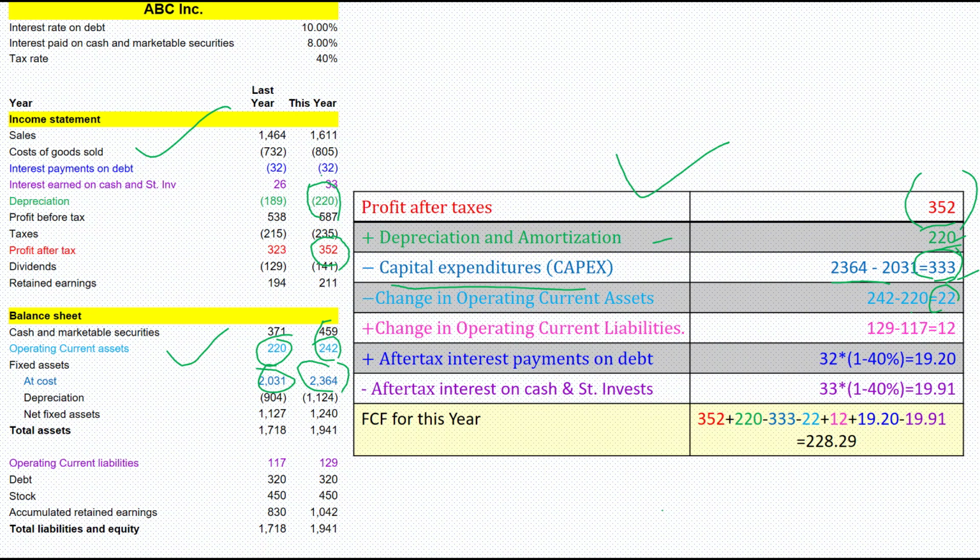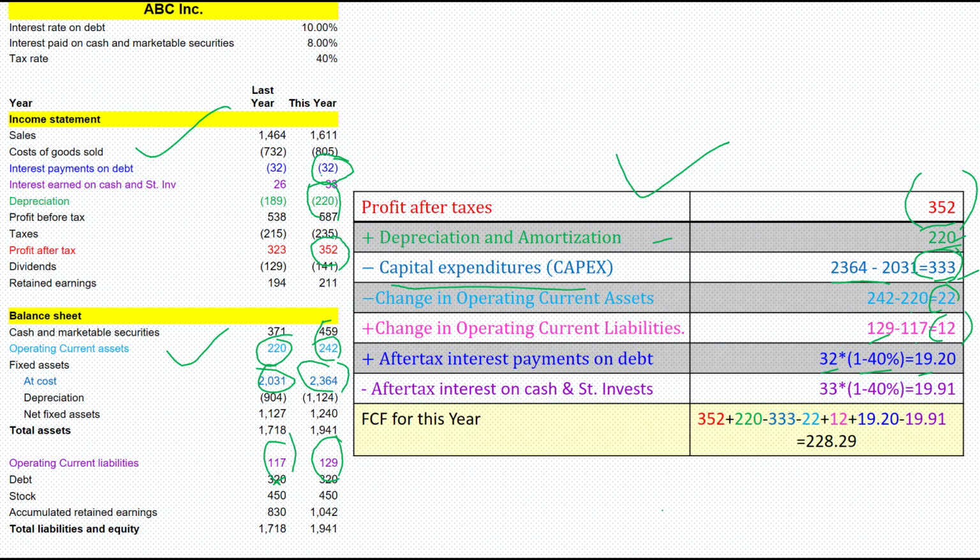Similarly, you compute the change in operating current liabilities. You look at this year's current liabilities and last year's, and subtract last year's current liabilities of 117 from this year's current liabilities of 129, right? So the difference is 12. After tax interest payment is how much interest you paid on the debt, and that should be considered after tax. That's why 32 is the total interest paid this year, times 1 minus the tax rate, equals 19.20. That gives us the after tax interest payment on debt.